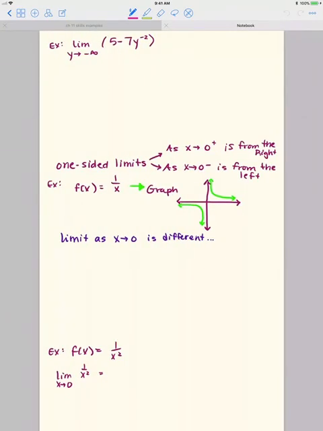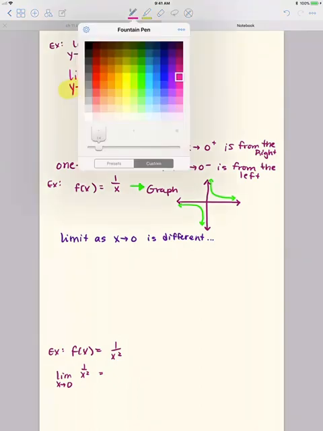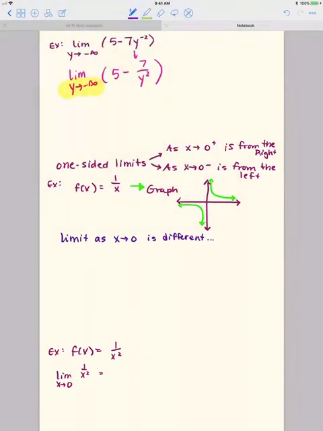Okay, here's another similar example. We've got 5 minus 7y to the negative 2. If I rewrite that, I get the limit as y goes to negative infinity of 5 minus 7 over y to a positive 2. This time we're looking at y values as they get negatively large. But again, we're plugging a negatively large number into a denominator and squaring it. So the fact that it's negative is just going to make it positive when we square it.